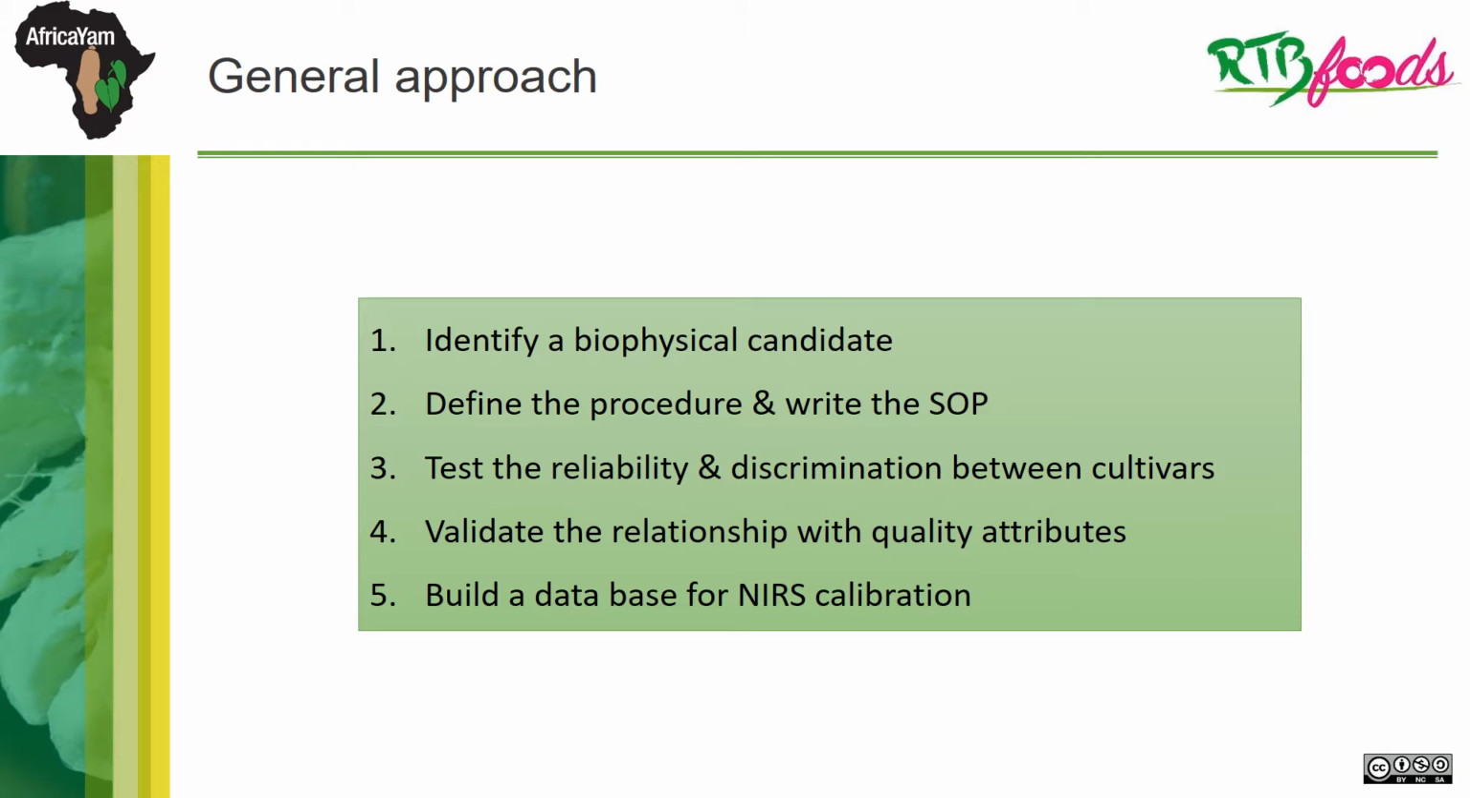So I will illustrate this general approach during this presentation, and to see how to identify a biophysical candidate for establishing prediction of the quality, define a procedure for this biophysical candidate and write the standard operating procedure, test the reliability of the procedure and its power of discrimination between cultivars, and establish a relationship between the results of these biophysical procedures and the quality attributes obtained by textural analysis, sensorial analysis, or consumer demand, and to build a database with this procedure for establishing a NIRS calibration.